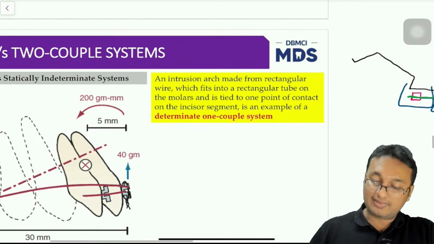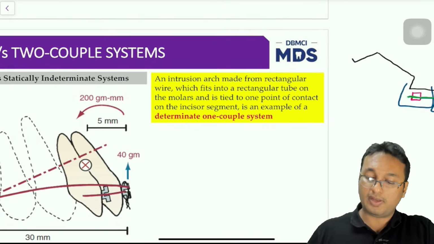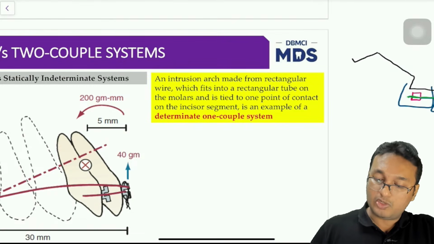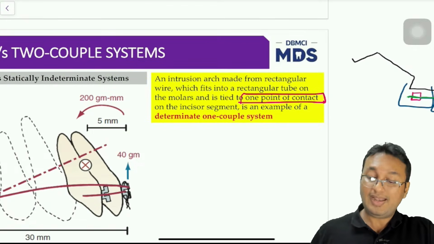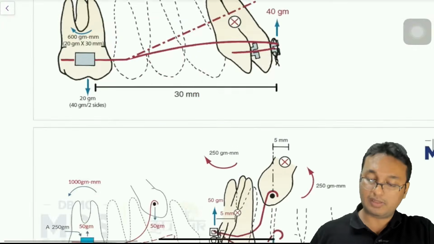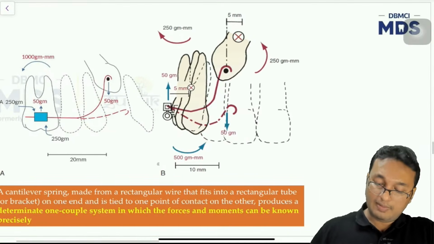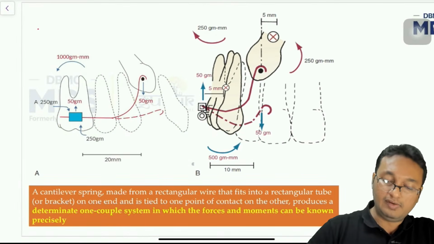Example, an intrusion arch made from rectangular wire which fits into a rectangular tube on the molars and is tied to one point of contact on the incisor segment is an example of a determinate one couple system. One more example is a cantilever spring.